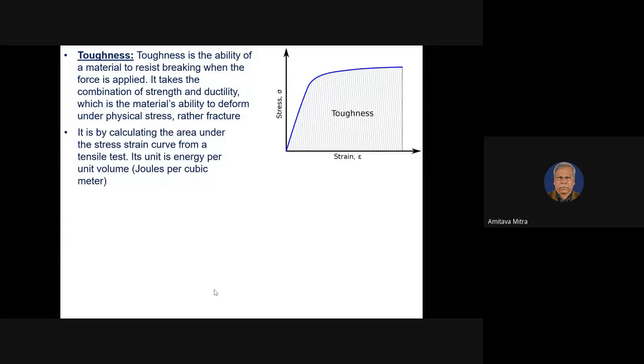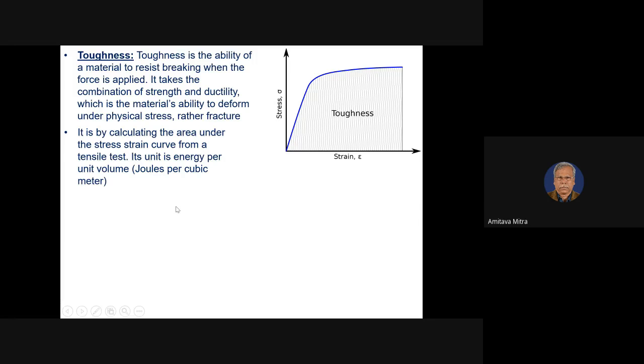So toughness is the ability of a material to resist breaking when a force is applied. When force is applied, how can it resist the breaking of that material? It is basically the combination of the strength and the ductility of the material. The material can be ductile and the material can be brittle. So it is the combination of the strength and the ductility that gives you the toughness. How is it measured? It is measured by the area under the stress-strain curve, and its unit is joules per cubic meter. So the more the toughness, the better the material is for structural applications.